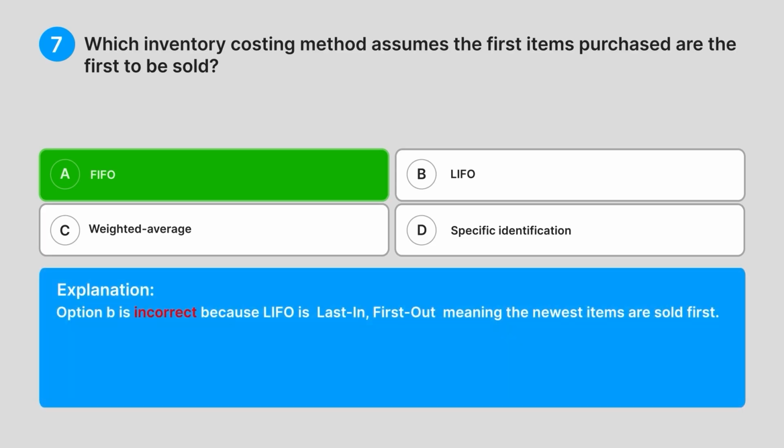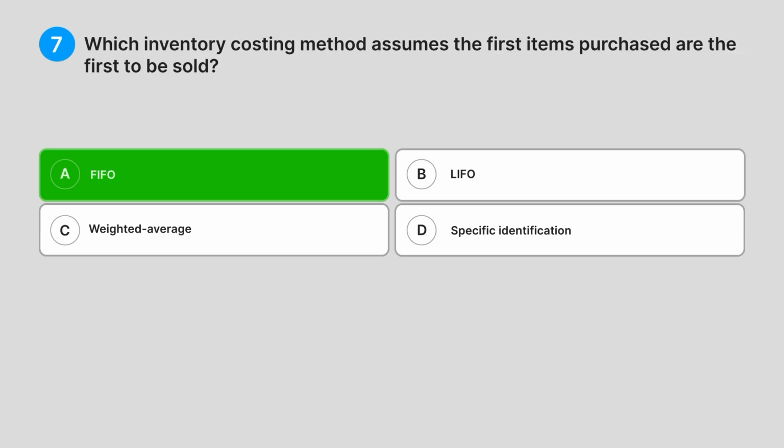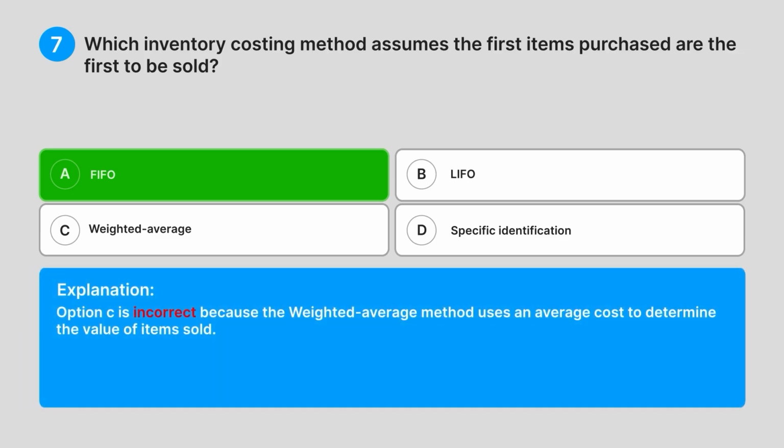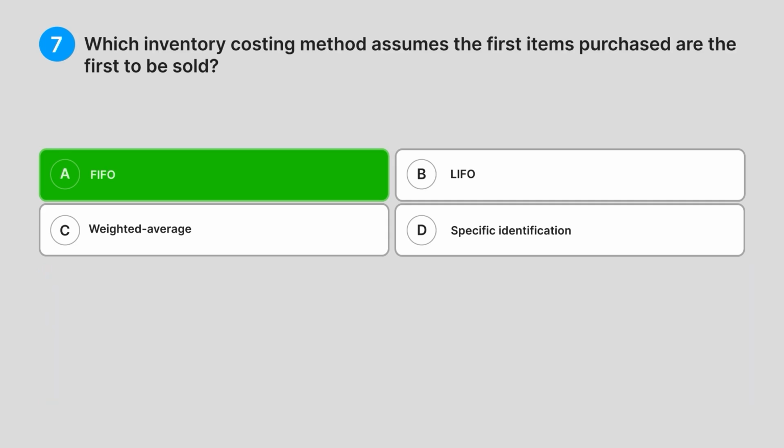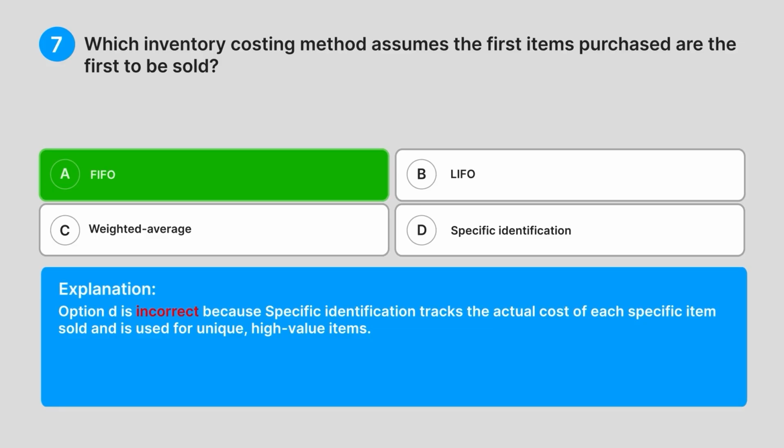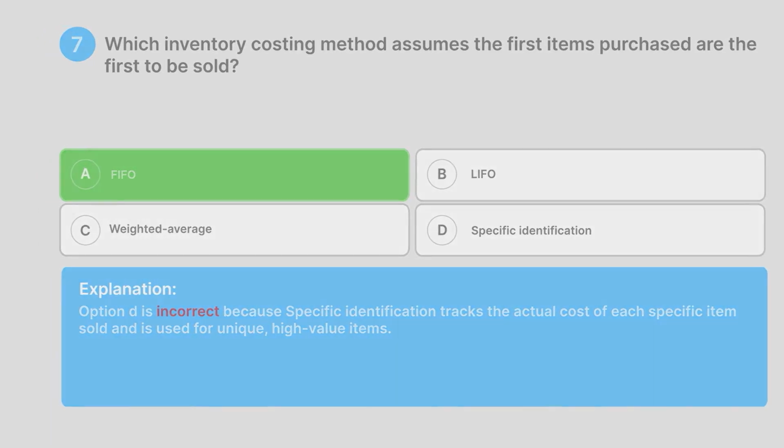Option B is incorrect because LIFO is last in, first out, meaning the newest items are sold first. Option C is incorrect because the weighted average method uses an average cost to determine the value of items sold. Option D is incorrect because specific identification tracks the actual cost of each specific item sold and is used for unique, high-value items.